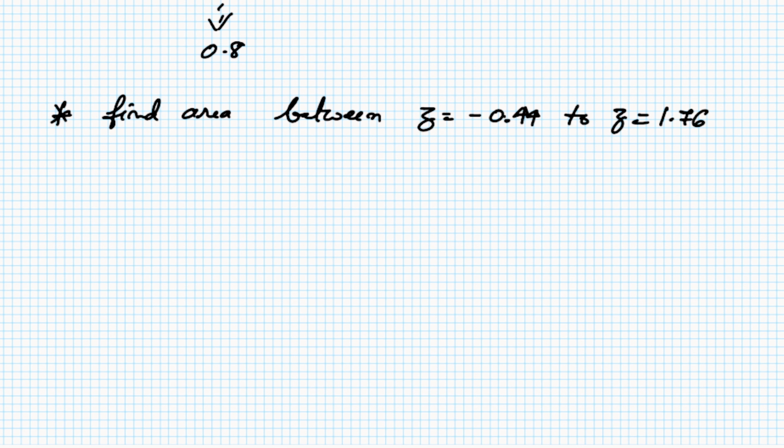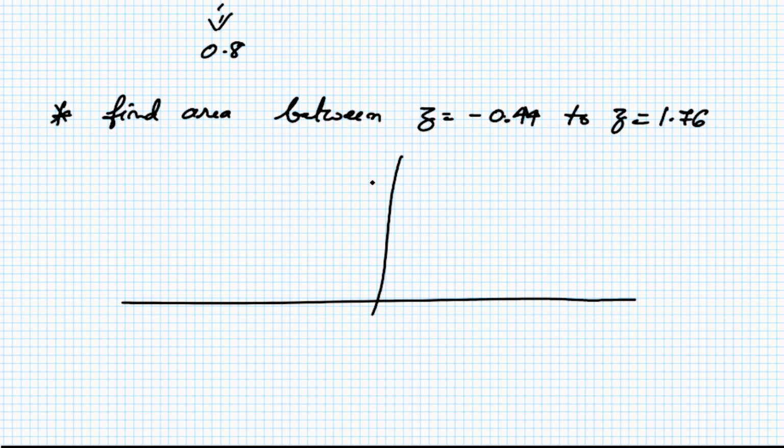All right, let's go to the answer now. Let me draw something just to make things clear. Let's draw the graph once again. So this is the curve, let's assume. There is minus 0.44 here.